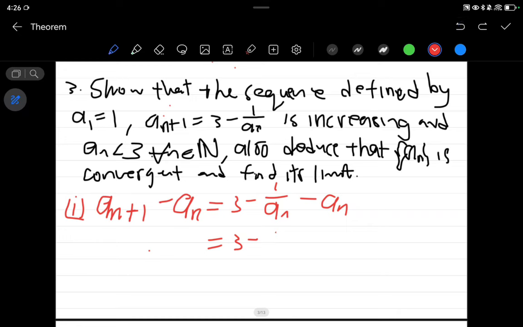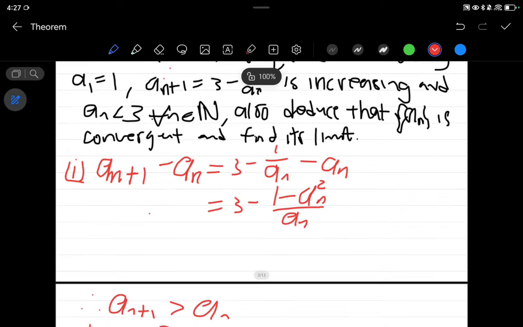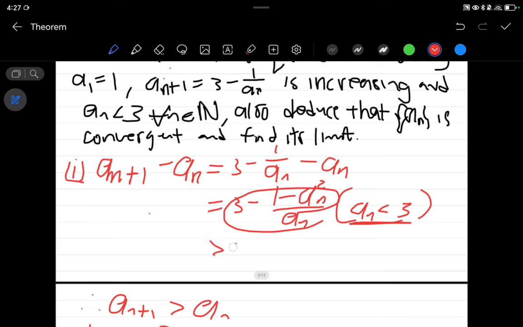I'll say this: 1 minus a squared n, all over a of n. So the question is this. Here we're given that a of n is less than 3. So since a of n is less than 3, I must plug in any number that is less than 3 here to check whether this is going to be greater than 0 or less than 0. That's when we can decide whether it's increasing or decreasing.